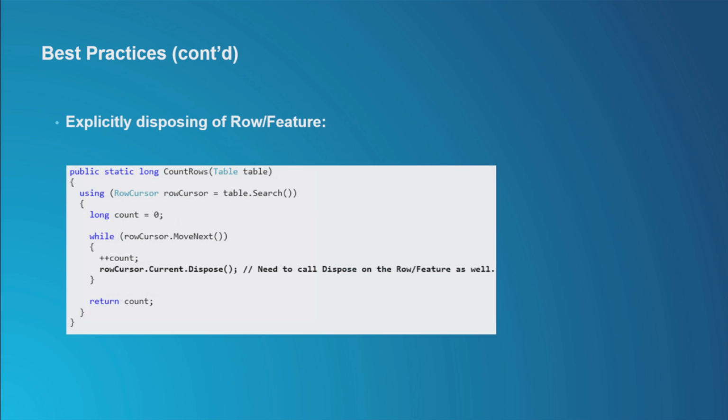The proper way to do it would be like this. While I'm doing the loop in the row cursor, move next. After I increase the counter, I should also dispose of the current, row cursor.current, which returns either row or feature. I call dispose on it. That ensures all the locks on the Geodatabase, on all tables, everything's taken care of when I leave this scope, the using statement scope.